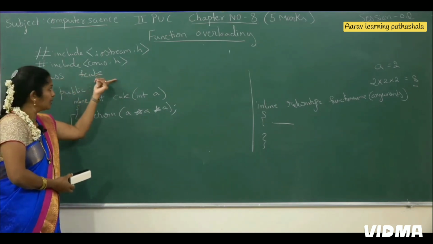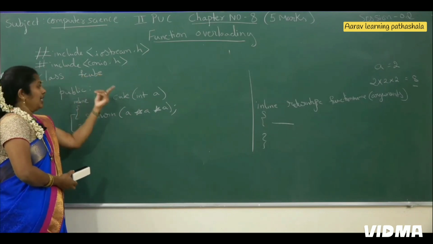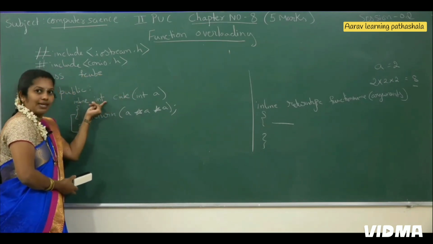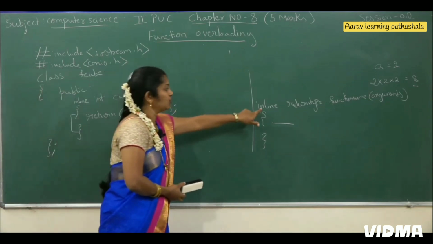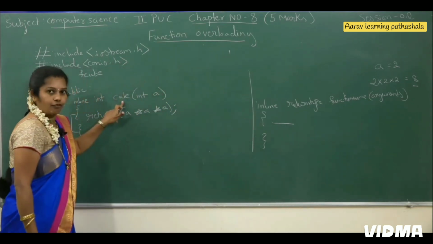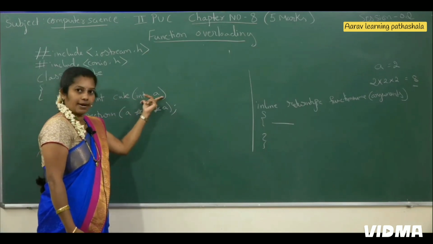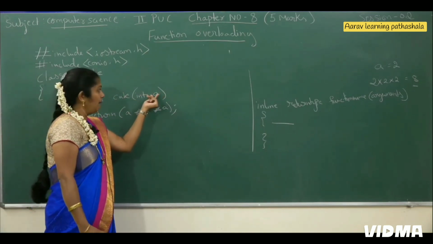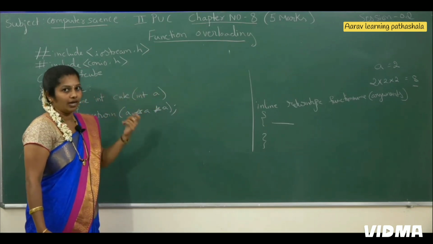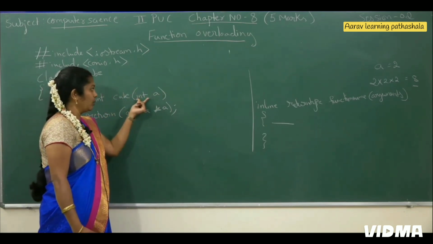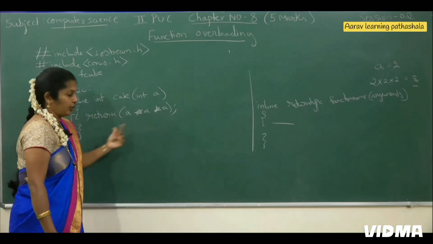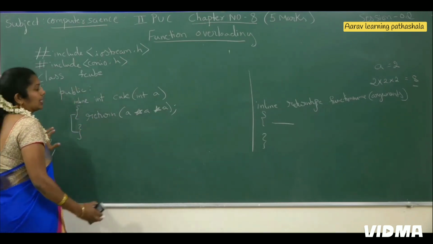Class f cube is the class name, cube is the function name, and integer represents the return type. See the syntax? First we write inline, then the return type, then f cube is the function name. Inside the brackets is the argument. I am taking only one argument because I want to find the cube of a number. That's why only one argument is required, that is int a, then return a into a, then close the function, then close the class.